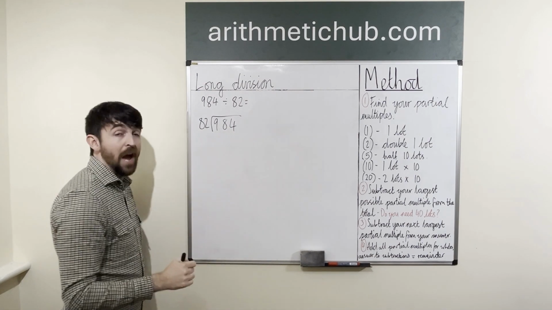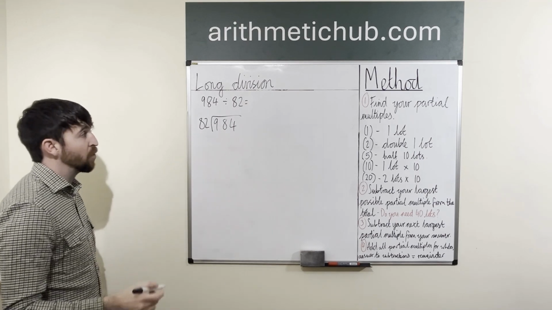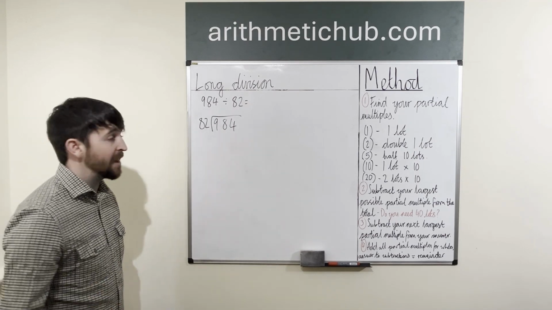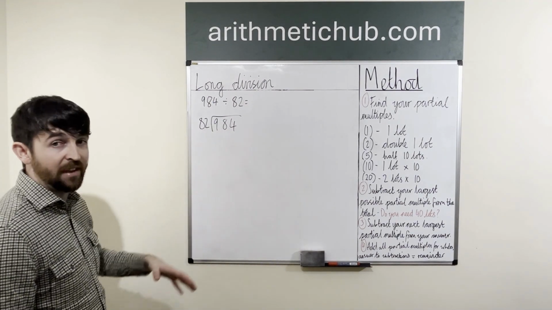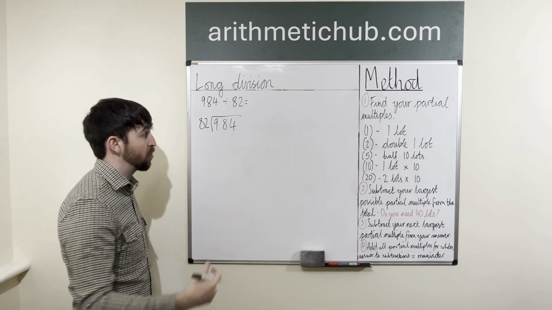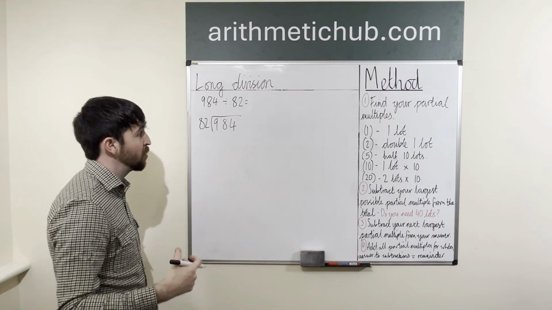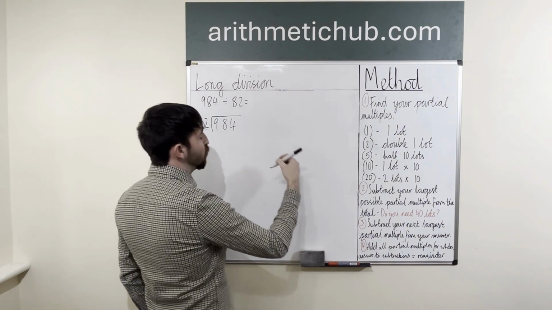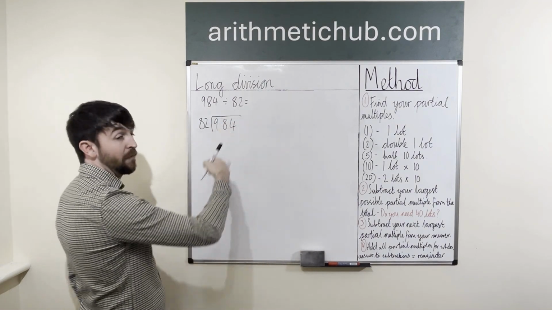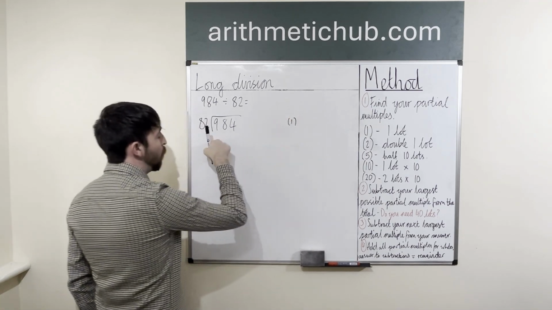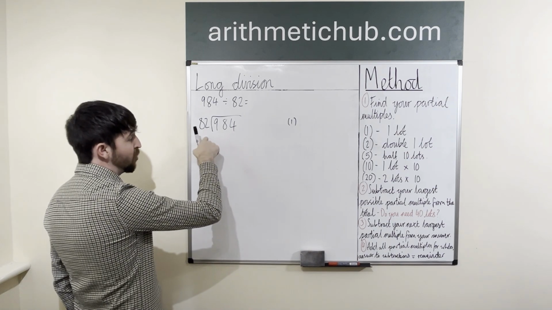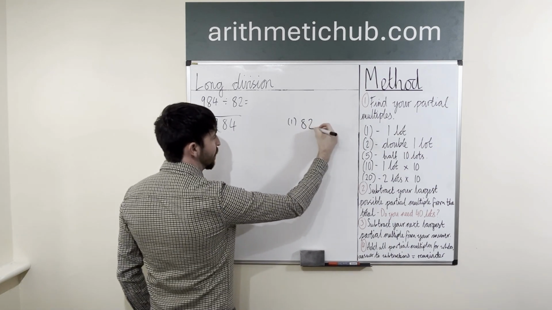Okay, so now what I need to do is find my partial multiples of 82. I need to find different lots of 82 to see what I can subtract from my 984 when we're taking off chunks. That's why it's called the chunking method, because we subtract chunks, okay? And the chunks are found by finding lots of the number you're dividing by. So we start off by writing out 1 lot. 1 lot of 82 is going to be 82.